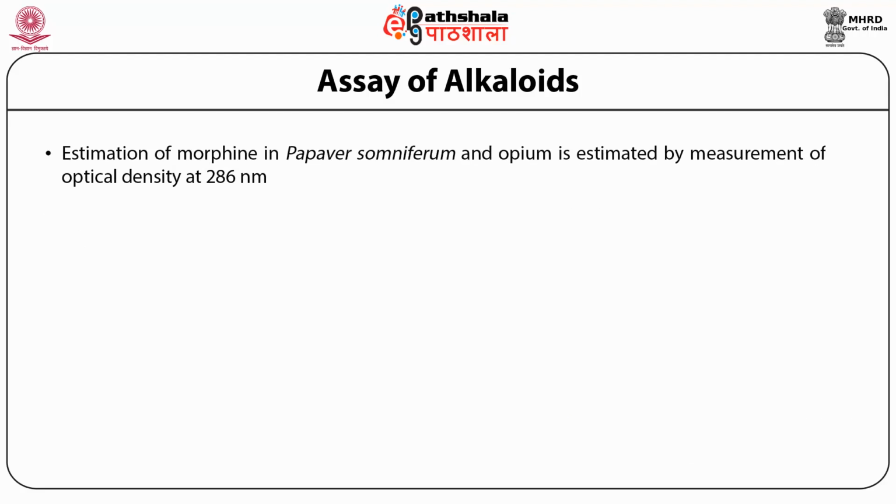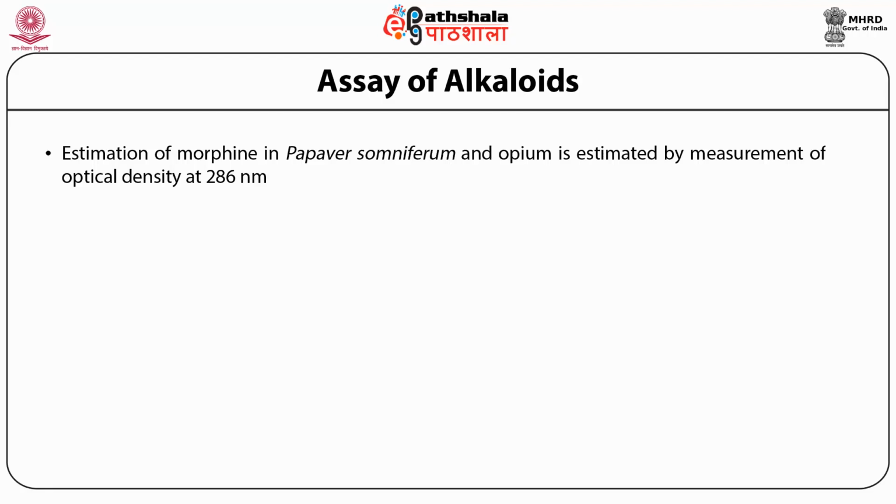The estimation of morphine in Papaver somniferum and in opium can be done by measurement of optical density at 286 nanometers. As we understand, morphine still remains a gold standard for several of those analgesics that are either natural or synthetic. So a very significant compound can also be estimated by UV evaluation.